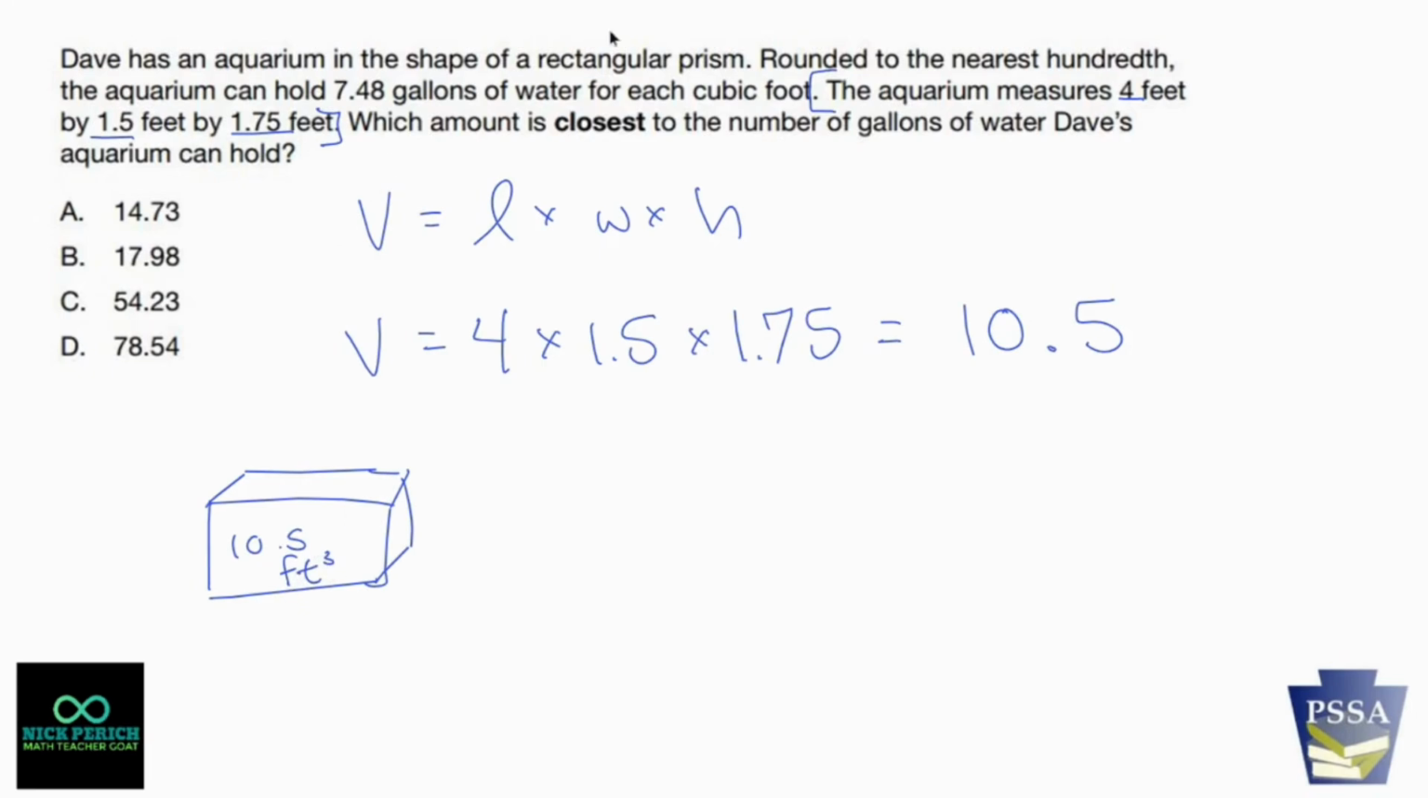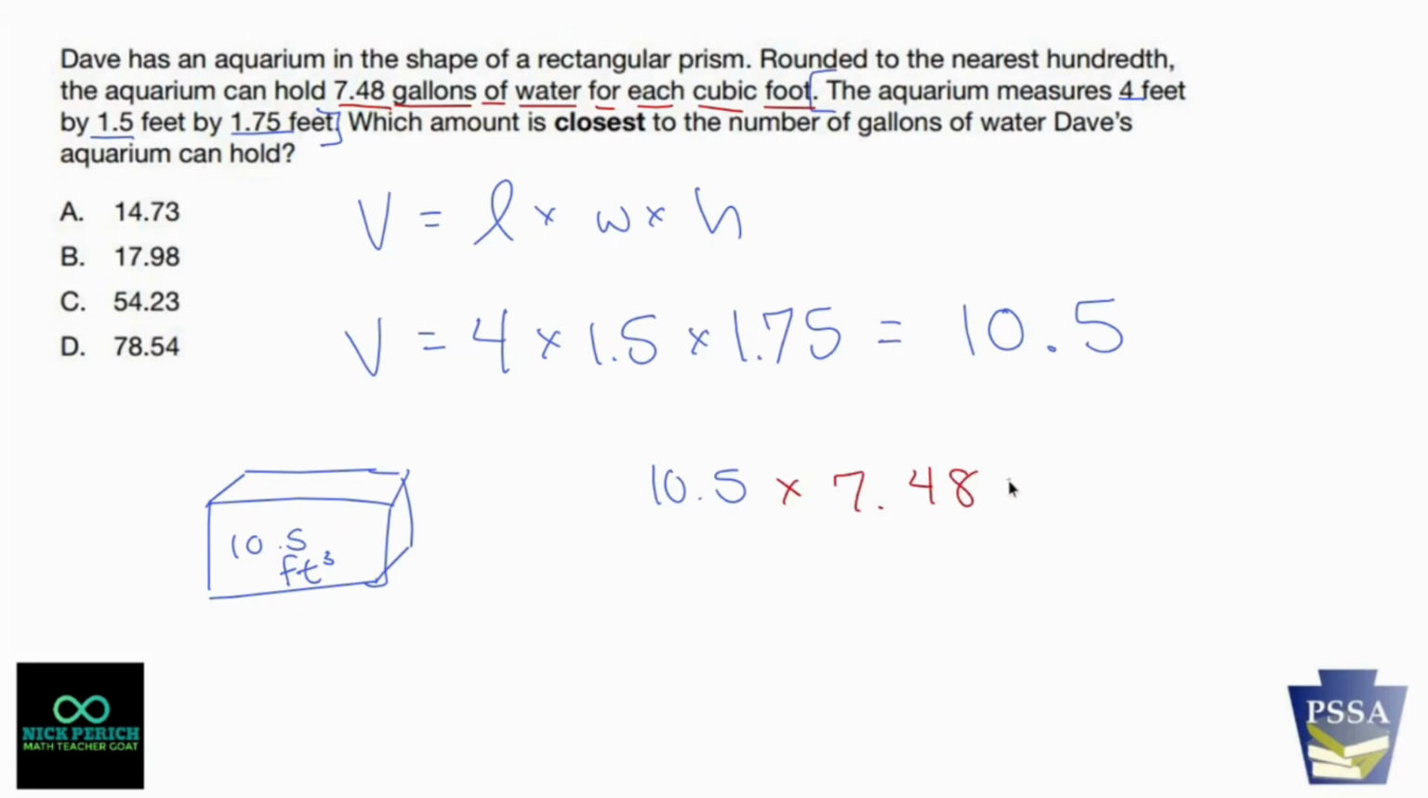Great. Now up here it says 7.48 gallons of water is in each cubic foot. Well, we have 10.5 cubic feet, and there's 7.48 gallons in each cubic foot. So we need 10.5 groups of 7.48. So that means we're going to multiply.